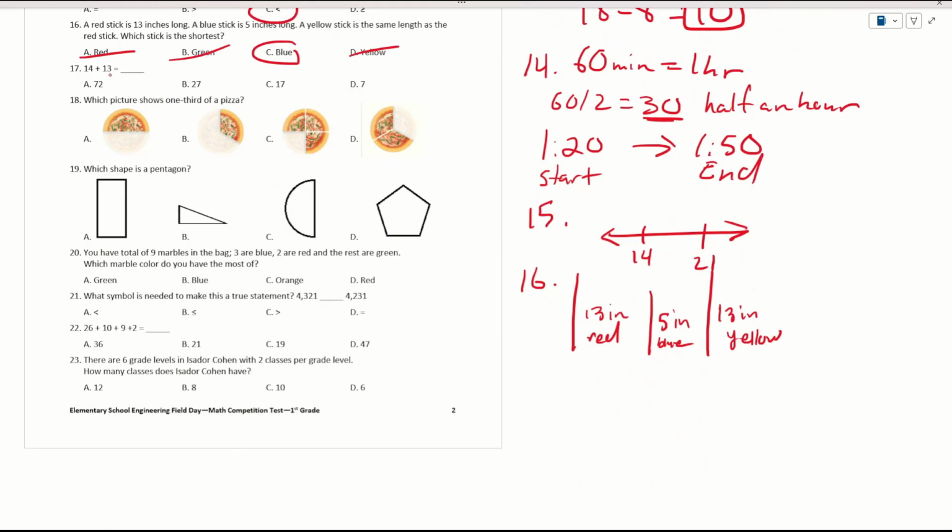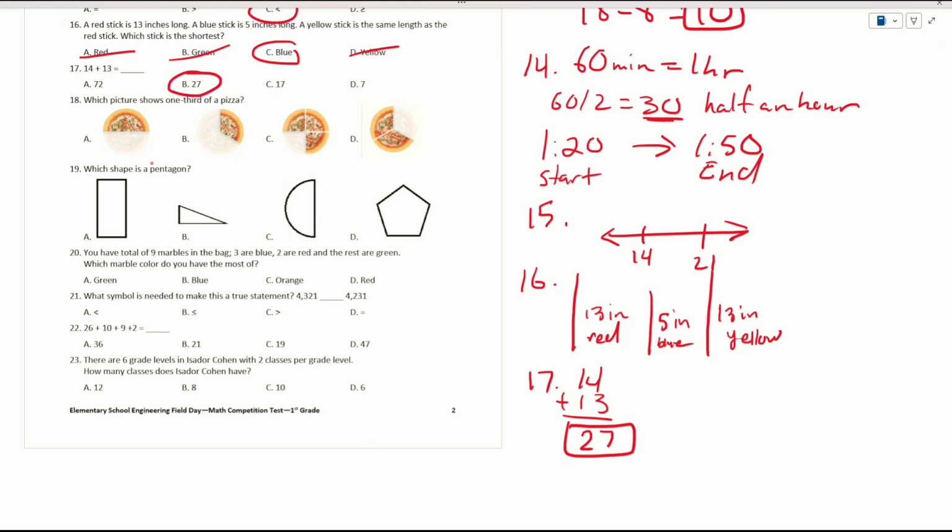Question 17. 14 plus 13 equals what? One thing to do is to set it up. 14 plus 13. 4 plus 3 is 7. 1 plus 1 is 2. Our answer is 27. So B is 27.